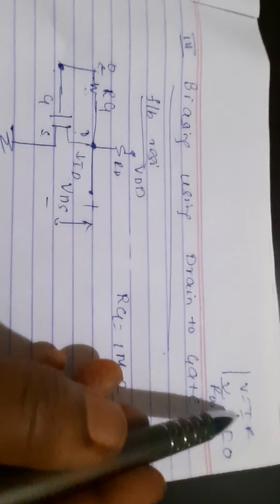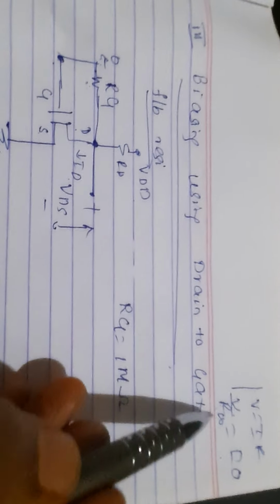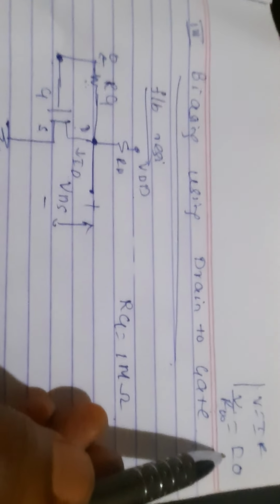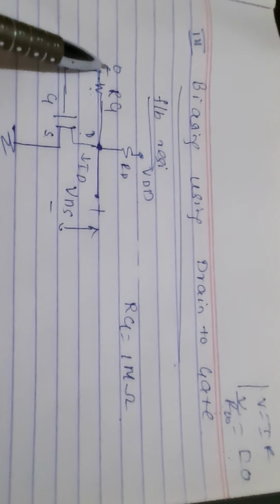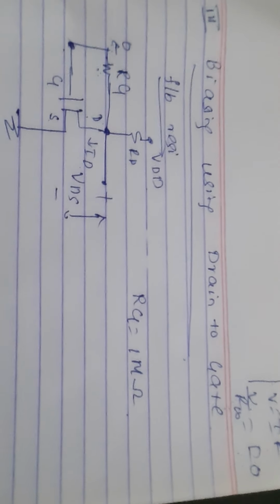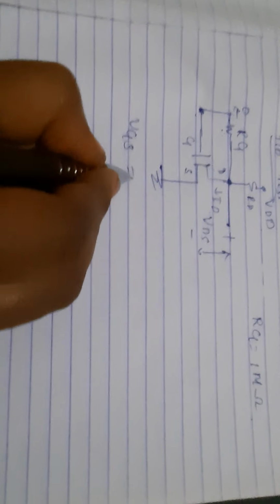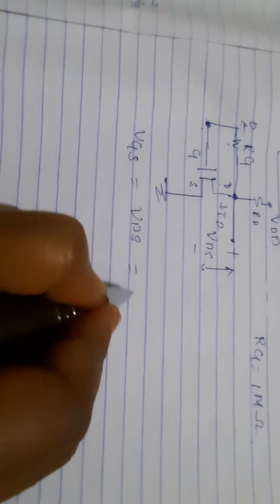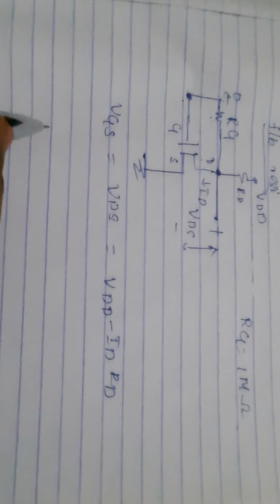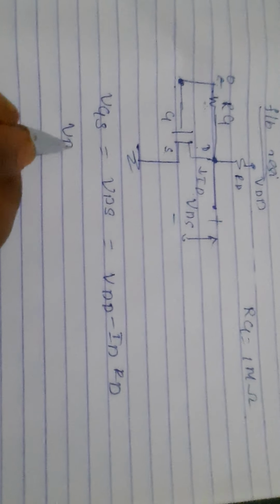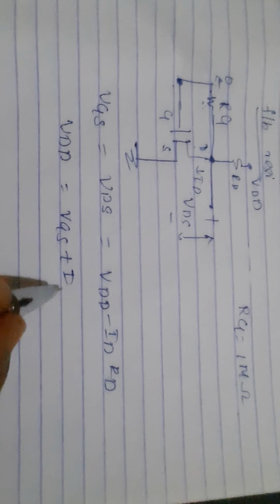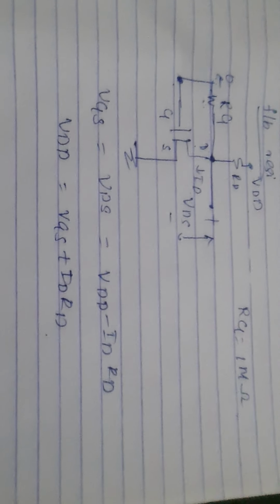I'll repeat. V is IR, or V by R is I. R is 1 mega, which we'll assume approximately infinity. The current will be 0 in the ideal case. So the voltage at this point is equal to the voltage at this point. Then we write VGS equals VDS, which equals VDD minus ID into RD. Or if I want to write VDD from this expression, it becomes VGS plus ID into RD, because this term goes to this side.